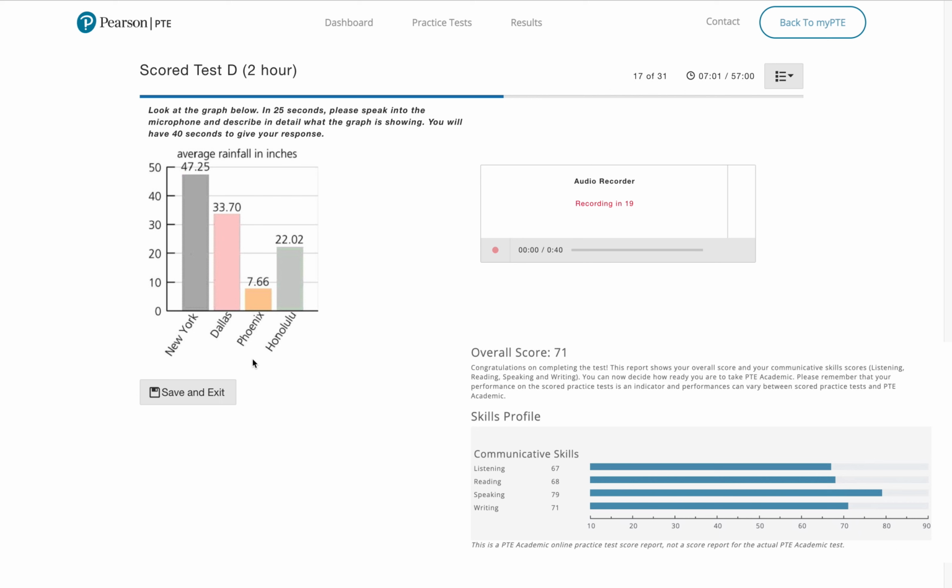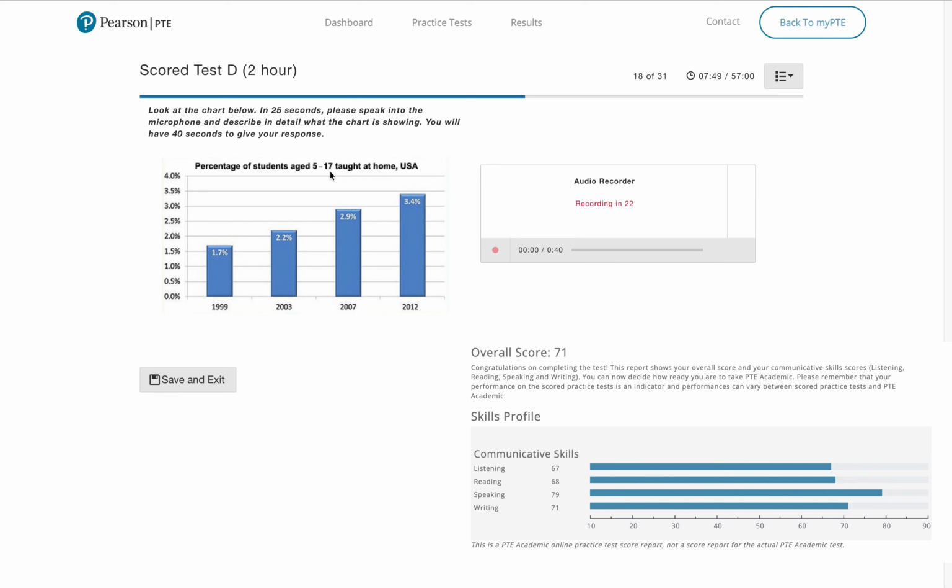Average rainfall in inches: New York 47, Phoenix 7. This graph shows information about average rainfall in inches. According to the graph, we can see New York and Phoenix. According to the graph, the largest number can be found in New York, which is about 47. The smallest number can be found in Phoenix, which is about 7. Different cities have different figures. In conclusion, this graph is very interesting.